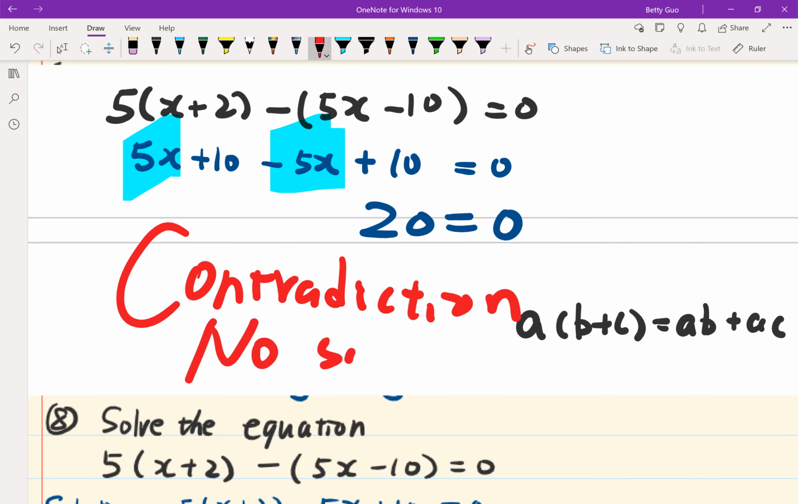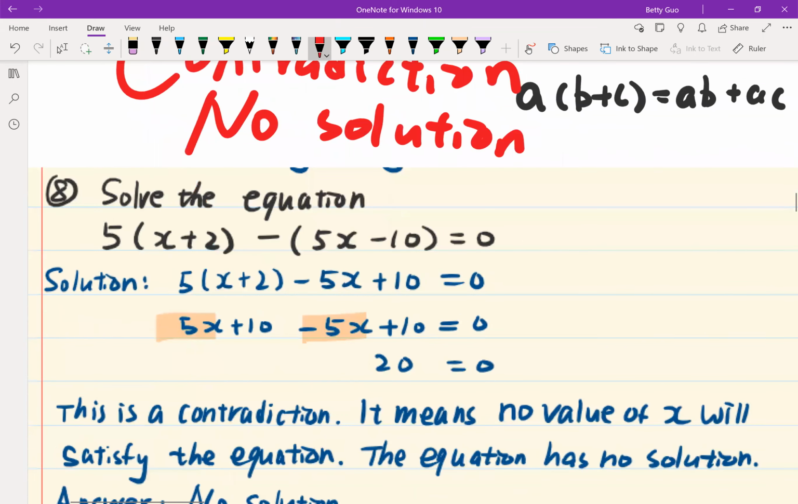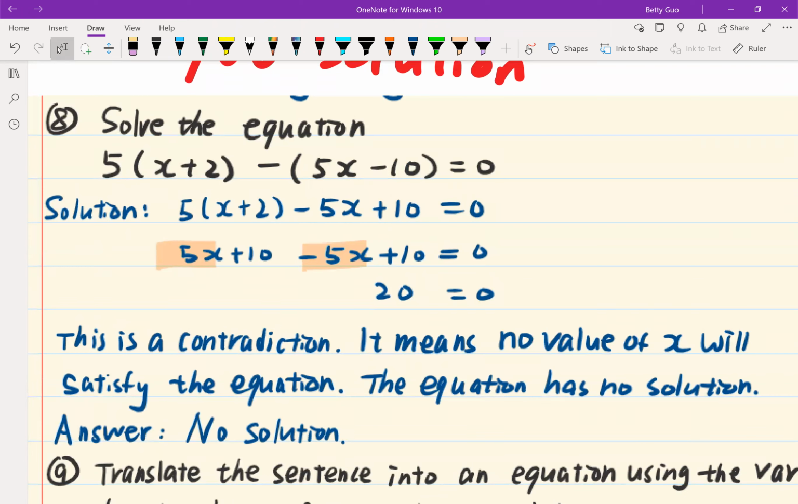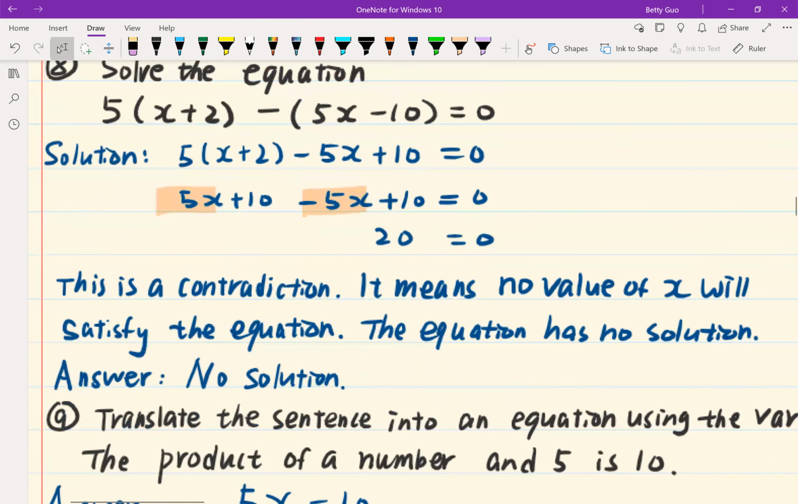No solution. Yeah, we talked about this when we learned this part. I showed you the 3 types of linear equation in one variable. We have a conditional, identity, contradiction. Number 8 is a contradiction. So the answer, you're going to choose no solution right here. All right? Is that clear? Okay, let's continue. Number 9.